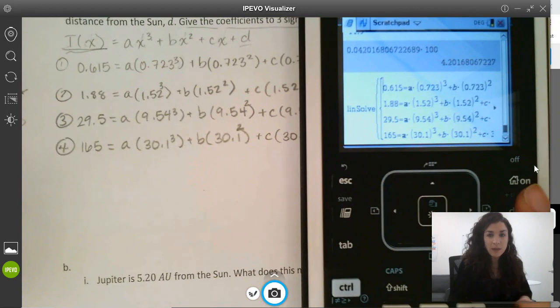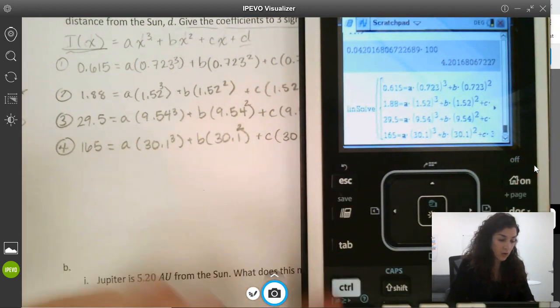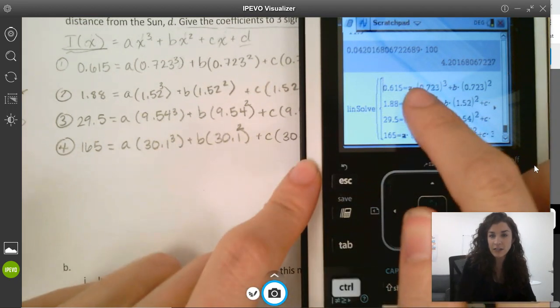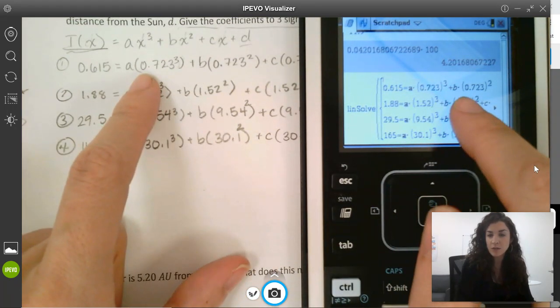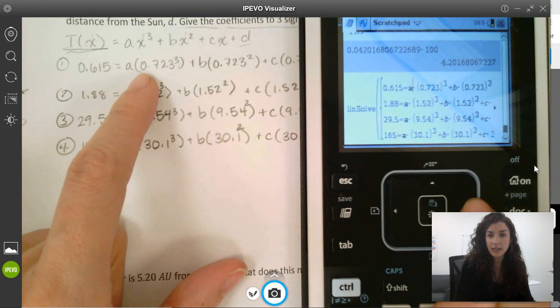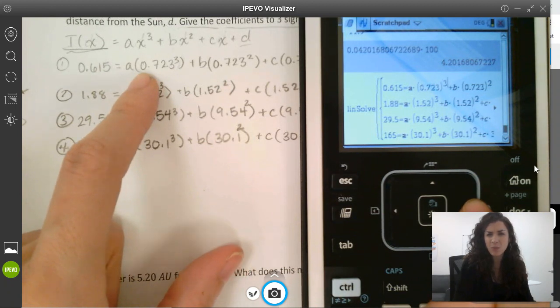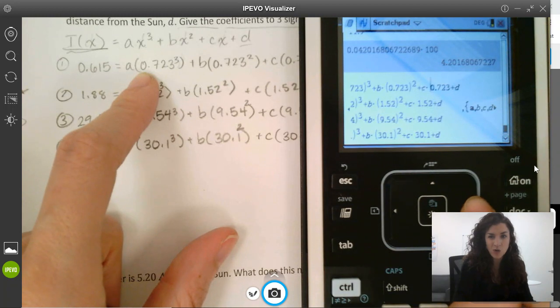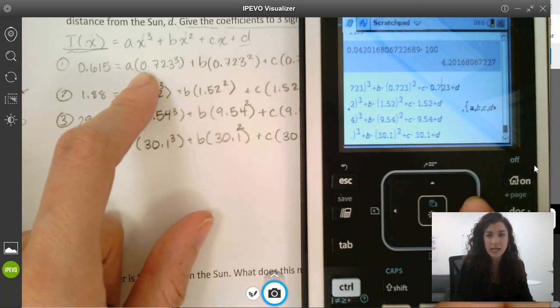Okay, so when we plug this all in, notice I left it all not expanded, right? I just left it as 0.723 cubed. And I typed it all in exactly like this. My A is bolded. I think it's because since this is my scratch pad, I have something saved on here, and I don't know what, but it gives me the right answer. So I'm not super concerned about it.